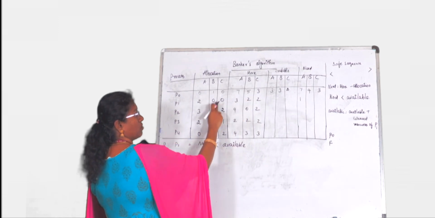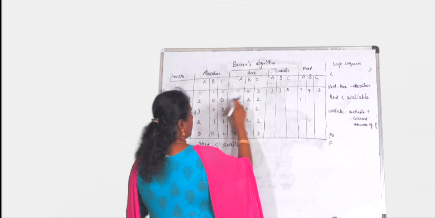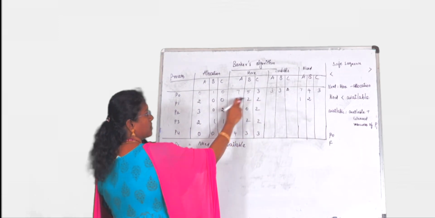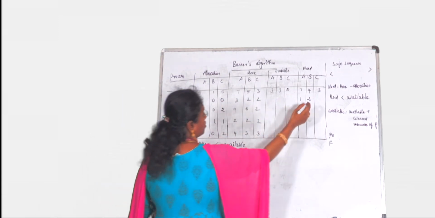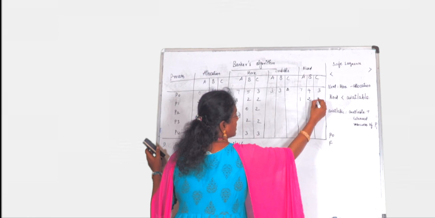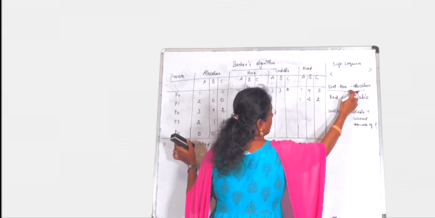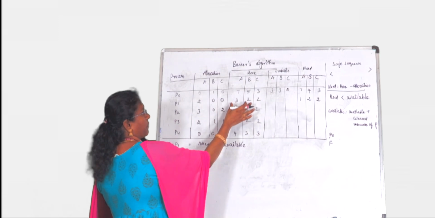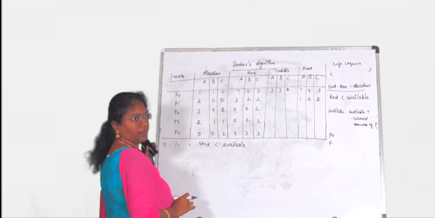Maximum it needs 2, 0 has been allocated. So 2 minus 0, 2. It needs 2. 2 is the maximum it needs, 0 has been allocated, so 2 minus 0, 2 it needs. That is this one: need equals maximum minus allocation. This is need, which we find out by subtracting maximum minus allocation.